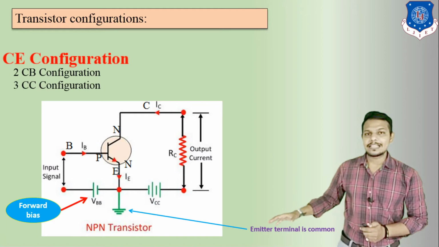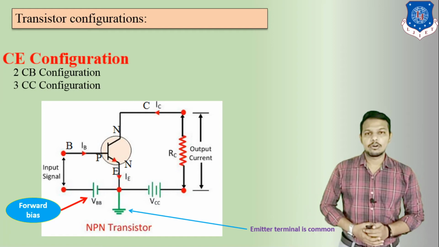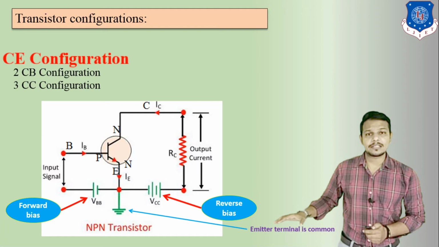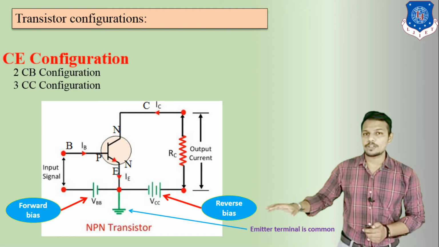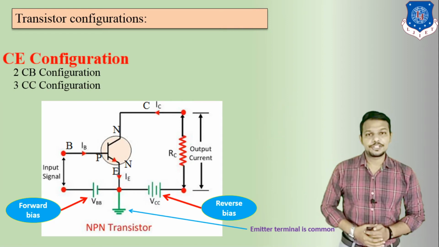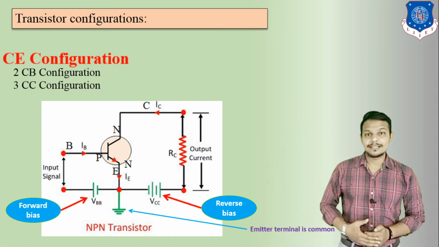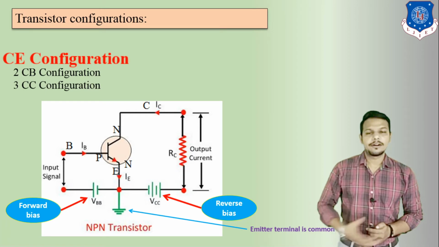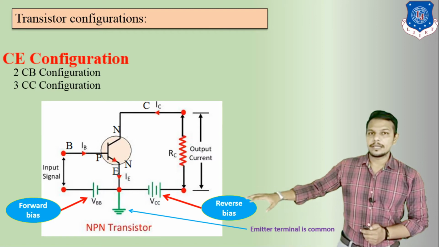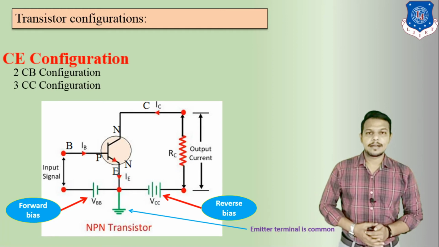Now VCC is your output voltage, or we can say VCE is your output voltage. VCC is reverse bias. Why is it known as reverse bias? Here we can see VCC's positive polarity is directly connected to the NPN's N region. That means N with positive, so it is not similar, and it becomes reverse bias. That's why we connect VBB as forward bias and VCC as reverse bias.